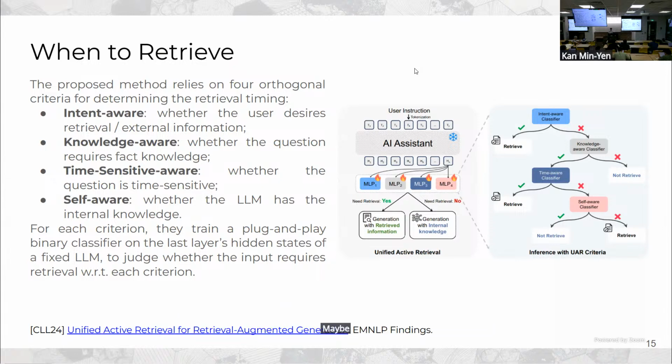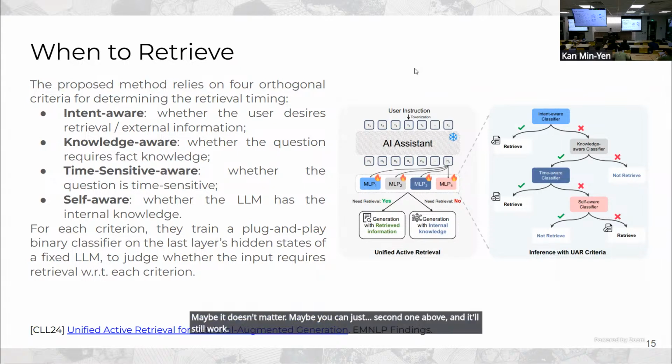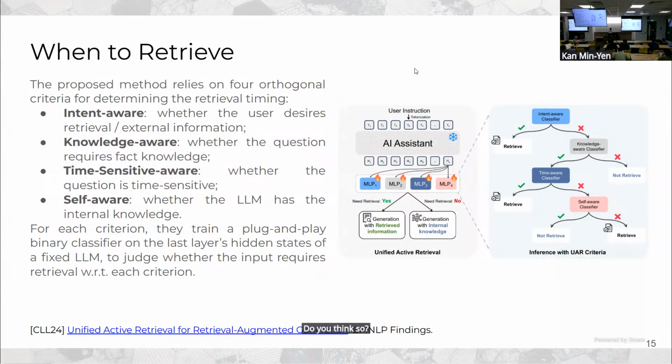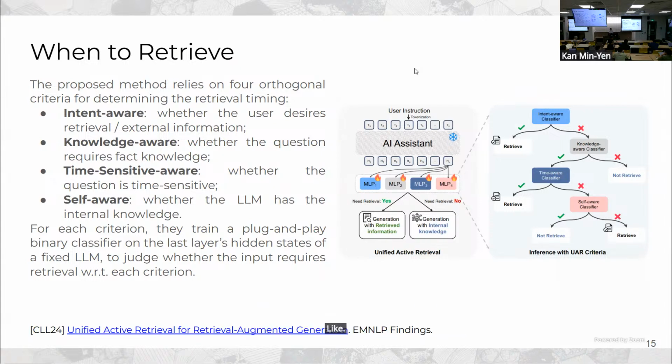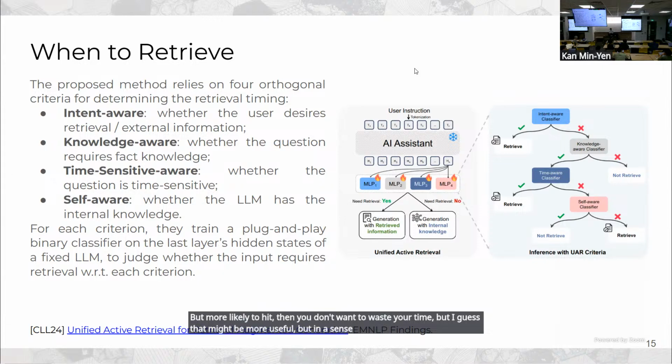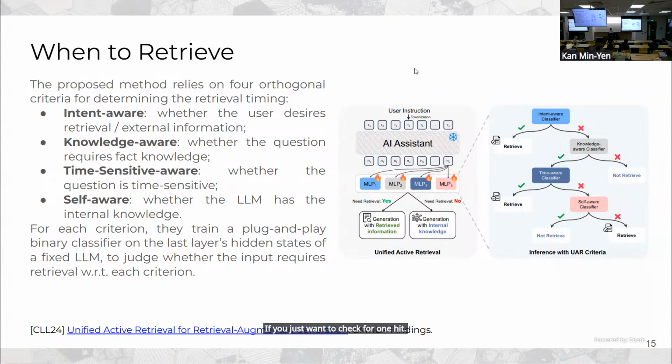Maybe it doesn't matter. Maybe you can just stack them in whatever order and it'll still work. Based on the diagram, if it doesn't hit one, you'll hit the other one eventually. It's more like if it hits at least one criterion, it goes ahead anyway. So perhaps it doesn't matter. I feel like it would matter if there's one classifier that is more likely to hit, then you don't want to waste your time. But if you just want to check for one hit, then it doesn't matter which one hits first.